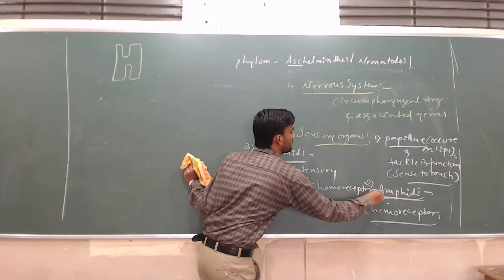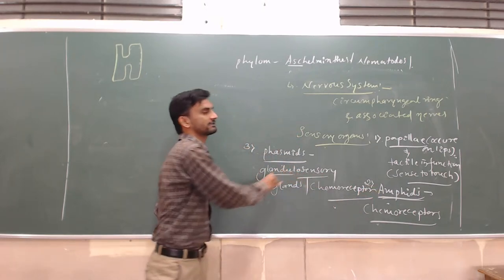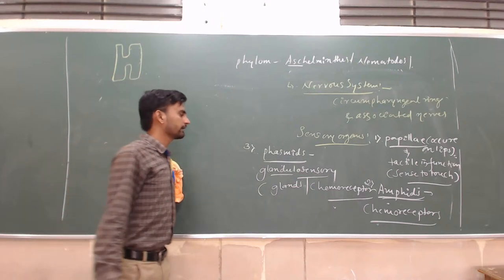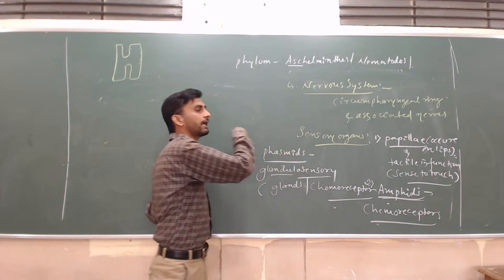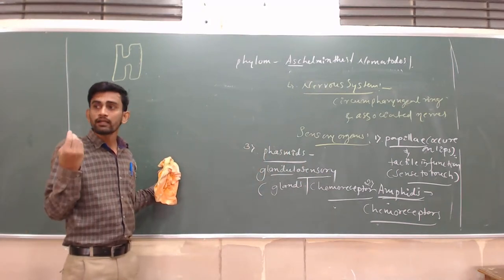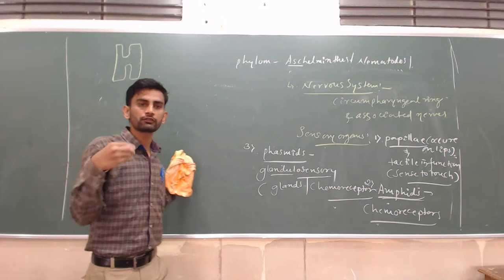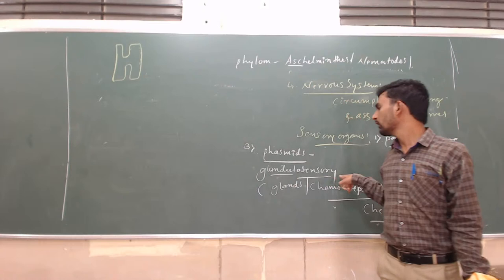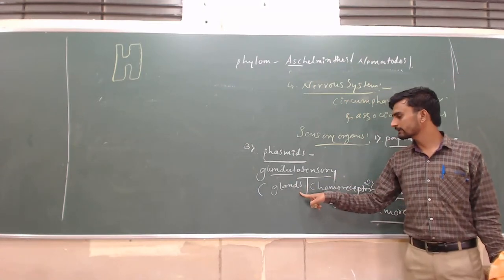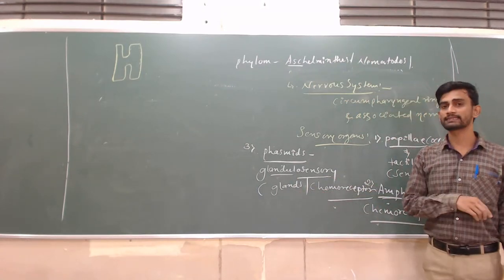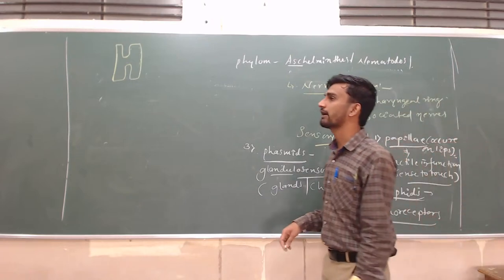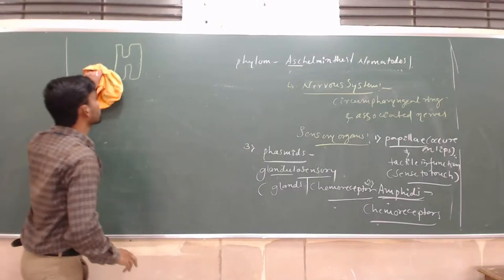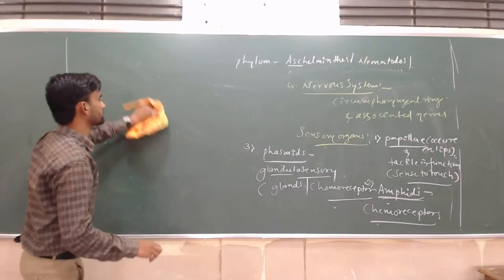Why? Because in the suffix they have written sensory. What type of sensation? Chemoreception. It means it is very active in receiving external stimulus from different chemicals. So this has both glandular and sensory function; it may act as a gland or as a chemoreceptor. You just remember this word, phasmids. Phasmids are very important. After that, we'll move towards another very important characteristic feature.